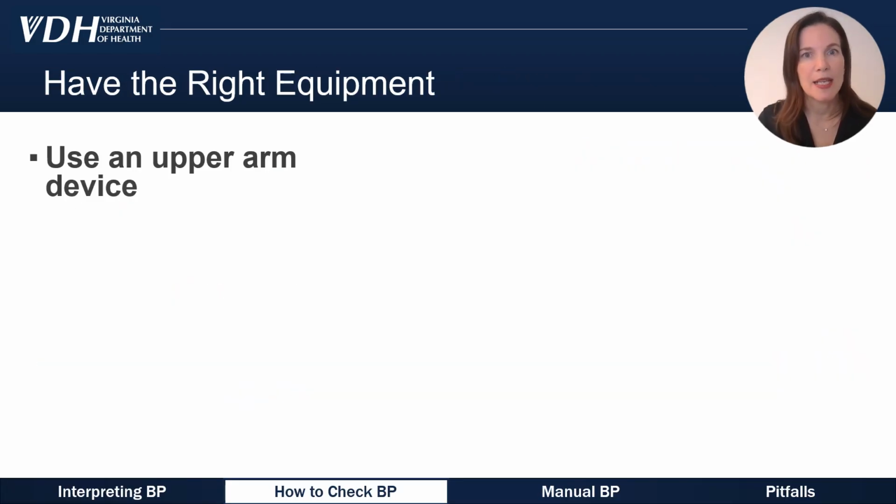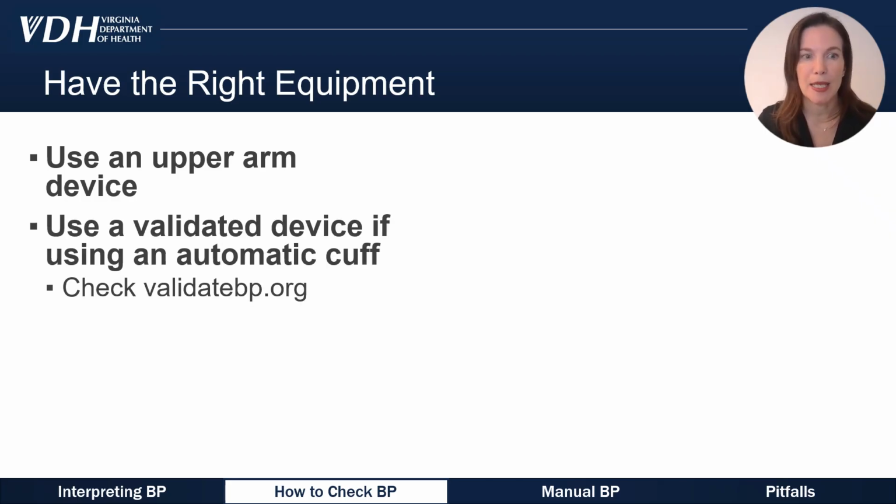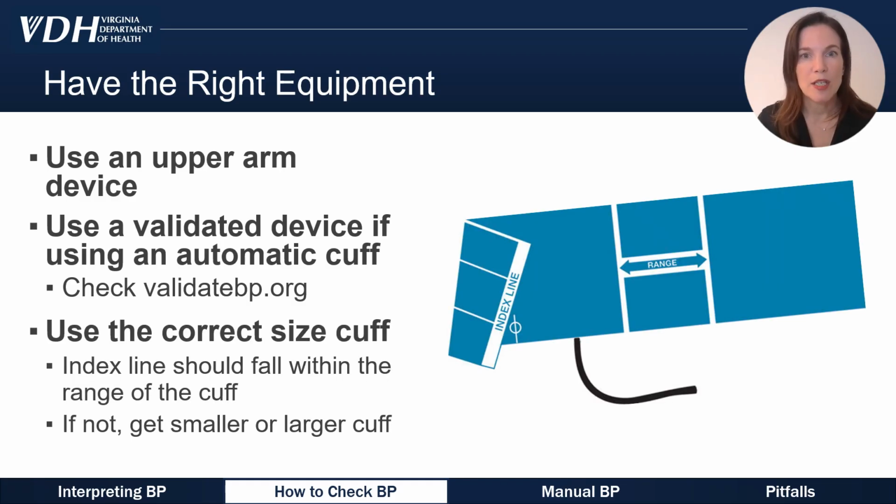Now we're going to move on and discuss best practices for checking blood pressures. To start, it's important that you have the right equipment. You want to use an upper arm device because these are more accurate than wrist and finger devices. It's also very important that you use a validated device if you're using an automated cuff. The American Medical Association has a very helpful website called validatebp.org, which lists all of the devices that meet their quality and accuracy standards.